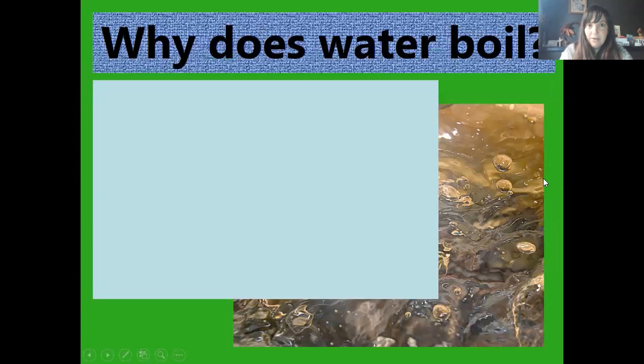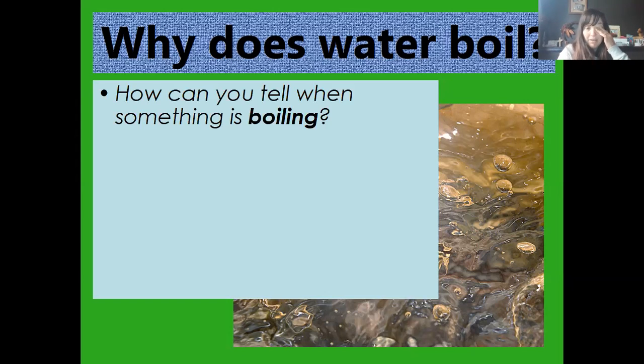All right, so let's get to the demo that we would have done if we were in class. It's a pretty simple one where we're just boiling water in a flask, but we're thinking about some of these questions. The first one is, how can you tell when something is boiling? Bubbles, right? Okay, so what is a bubble? Some people say it's full of air. By that, do they mean oxygen? If so, that's not true. The bubble is not made of oxygen.